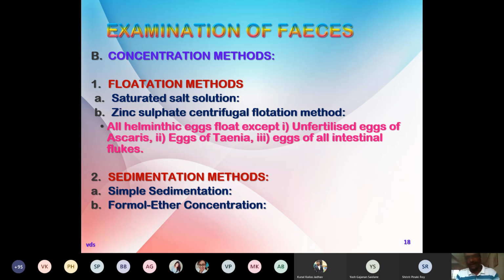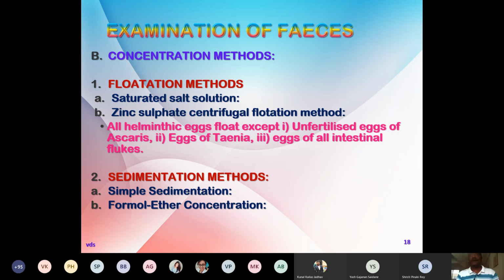I won't go into the details of how it is done because it will take a very long time. That's why I'll just mention the significance. When they float on the surface, we collect them on the cover slip, put it onto the slide and observe it so that we can identify the parasite. At the same time, the zinc sulfate centrifugal flotation method is also used, where zinc sulfate has a high density as compared to the eggs or cysts of some of the parasites.